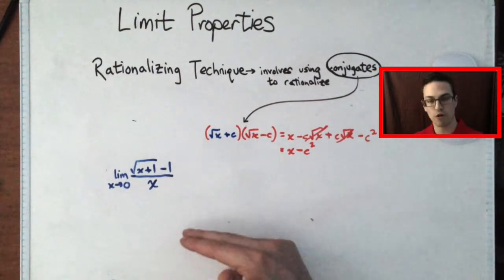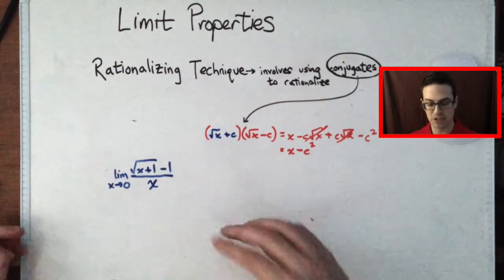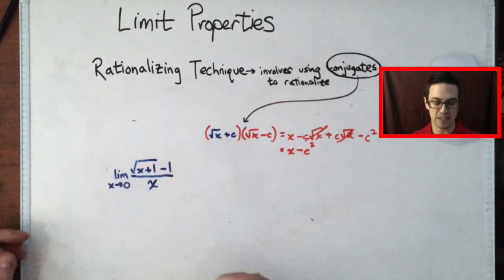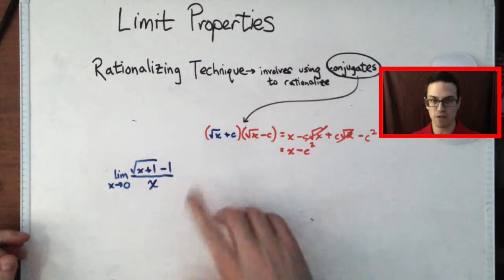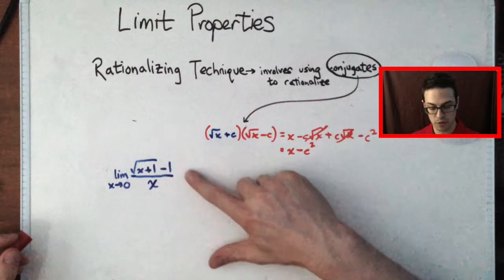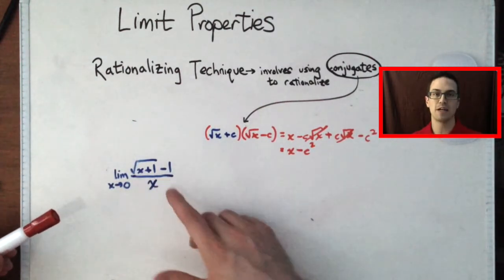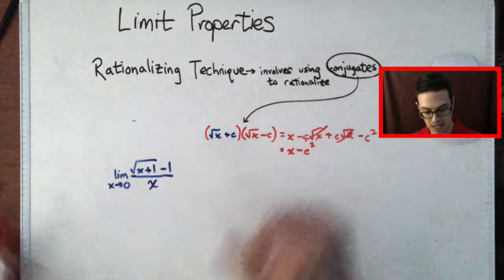When you have a 0 over 0 and you see this square root sign, it's a good indication that you might be able to use this rationalizing technique to solve this. So that's what we're going to do. We need to get rid of this radical right here. We have a square root right here. In order to get rid of that, we're going to use this conjugate like we did over here.